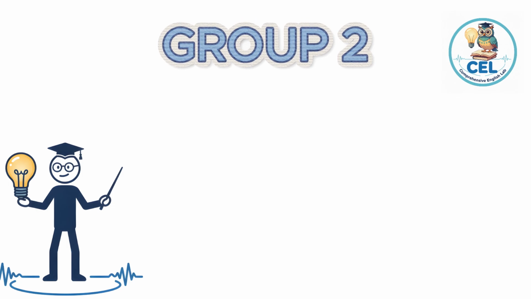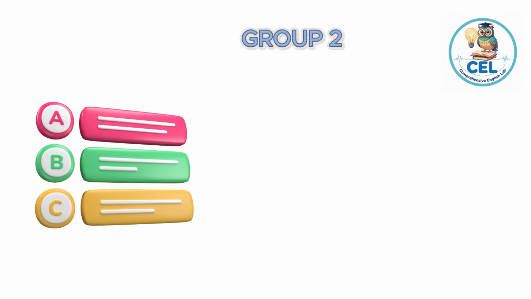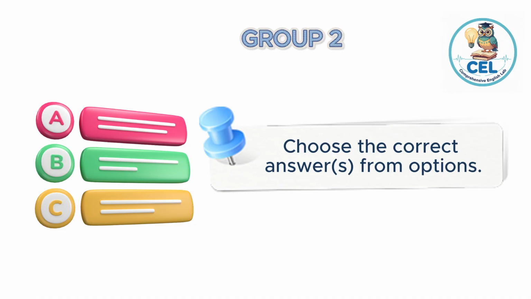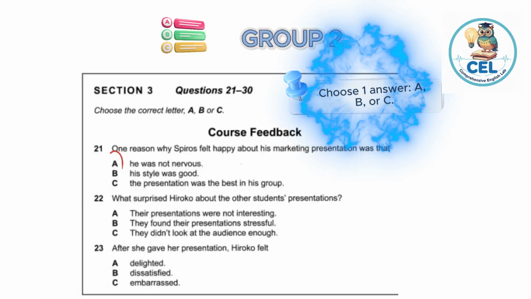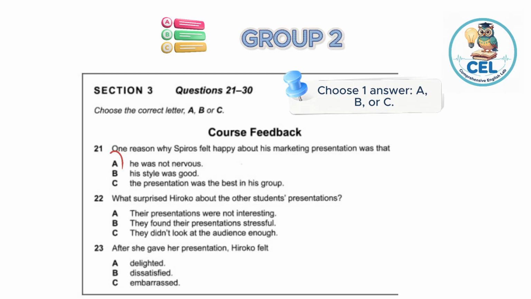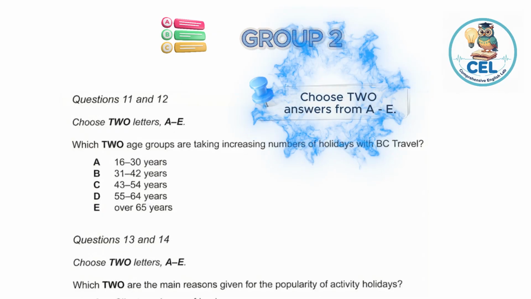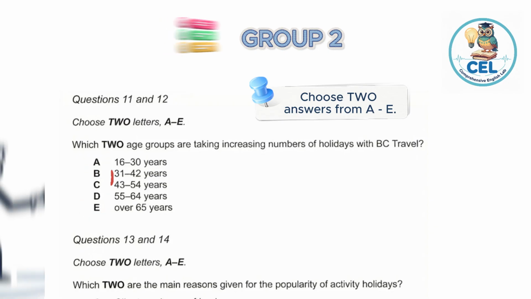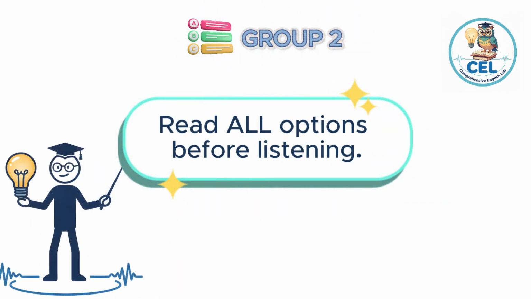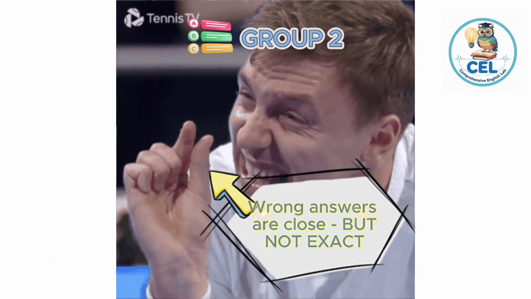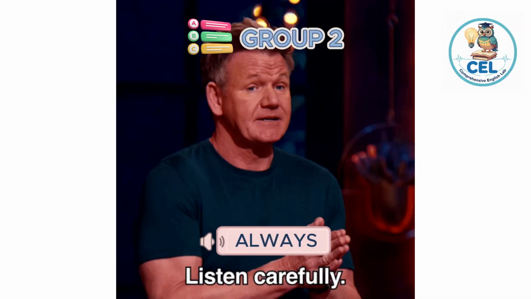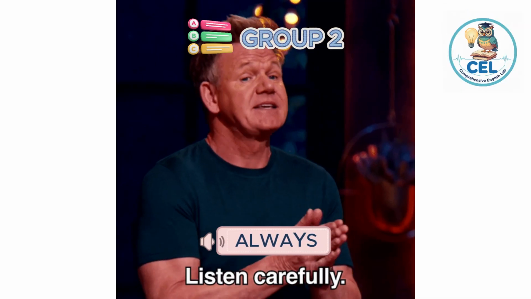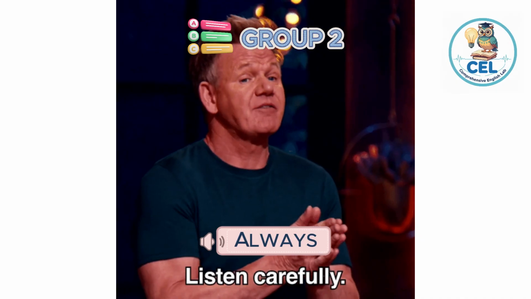Group 2. Multiple choice questions. Multiple choice questions ask you to choose the correct answer from options. You choose one answer, A, B, or C, or sometimes two answers from A to E. Tip: read all options before listening. Wrong answers are close, but not exact. Listen carefully. This tests understanding main ideas or details.